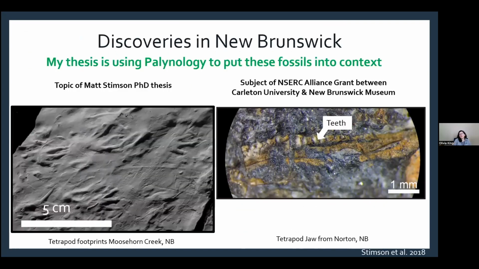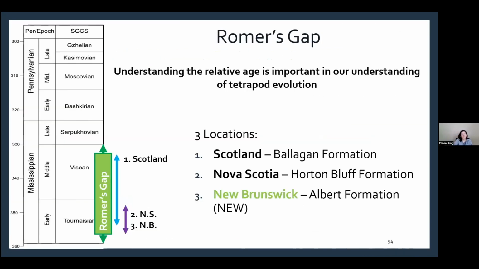So this all kind of came about because we discovered footprints and bones in New Brunswick, and we needed to understand the context of them. Understanding the relative age was important because it shows us basically where we are in tetrapod evolution.